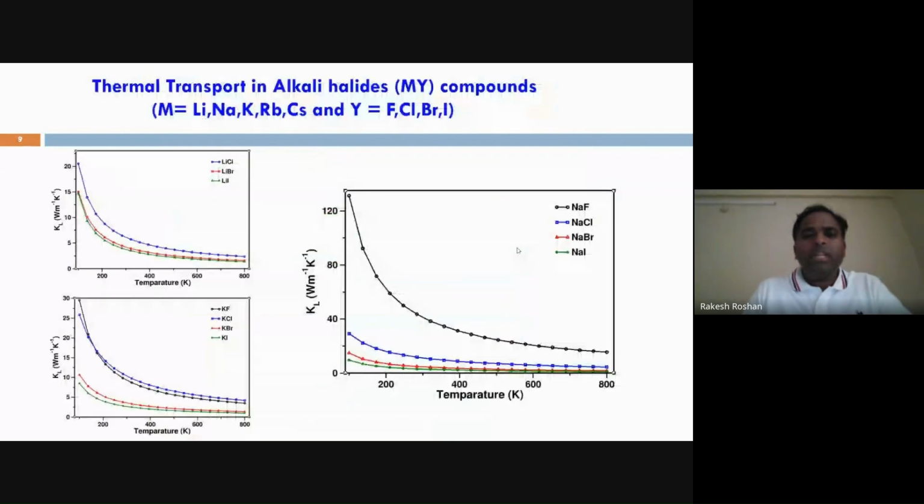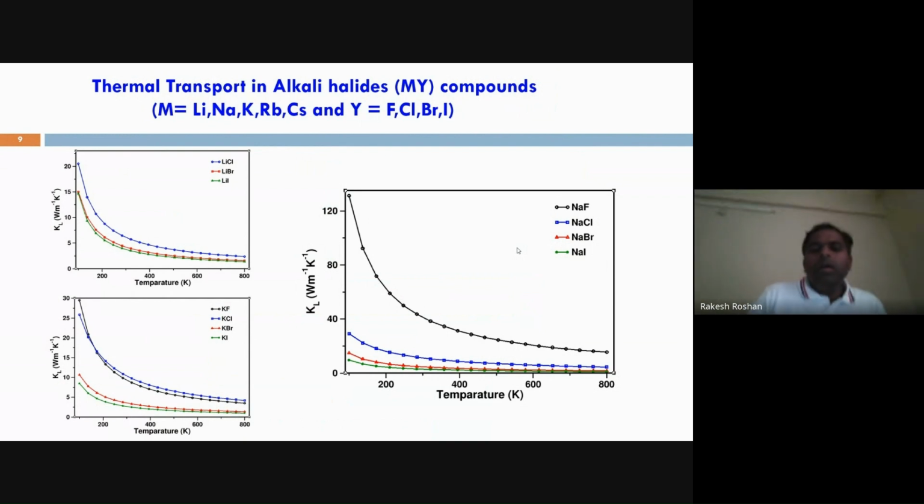So these are the results. The compounds that we have studied are alkali halides, MY compounds. M stands for lithium, sodium, K, Rb, and cesium, and Y stands for F, Cl, Br, I. In the ground state, I mean, at ambient conditions, they crystallize in the NaCl structure, except for the CsX compounds, which have the cesium chloride structure. The rest all crystallize in the NaCl type structure, or B1 type structure.